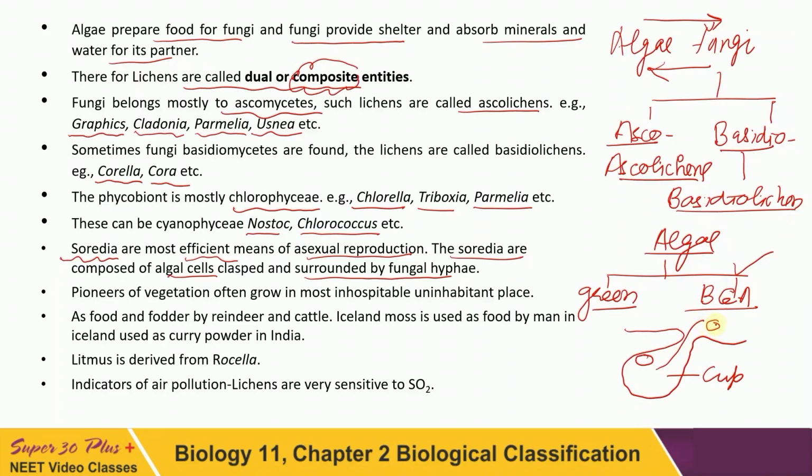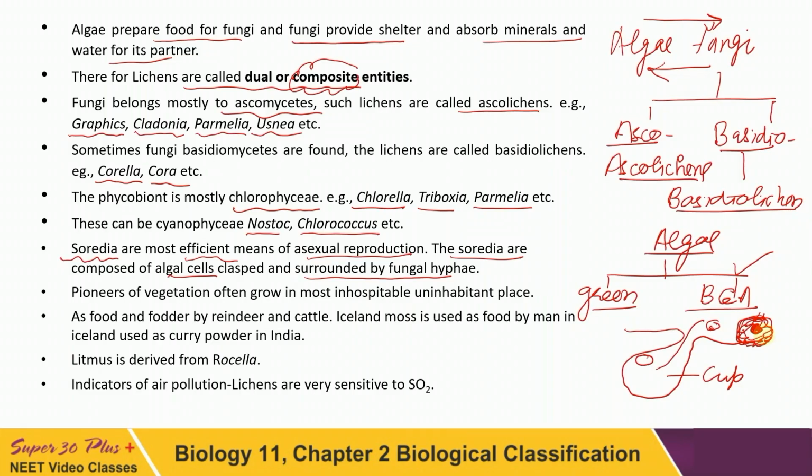The soredia will be coming out and will be dispersed. The soredium has a central mass having algae, and this is surrounded by some fungal filaments. So in this way a compact structure is formed, and this compact structure is known as soredia.